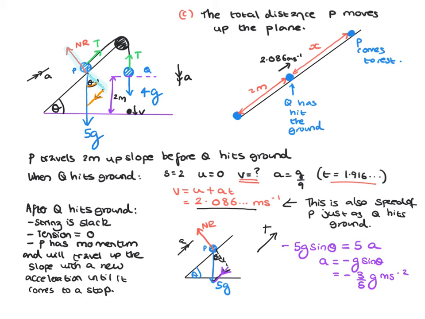It is, of course, a deceleration, which makes sense. There's nothing pulling the particle P up the slope anymore. Its own weight is trying to pull it down the slope, so it's going to decelerate until it comes to a stop. So we now need to find out how far P travels, which is the distance x, before it comes to a stop.